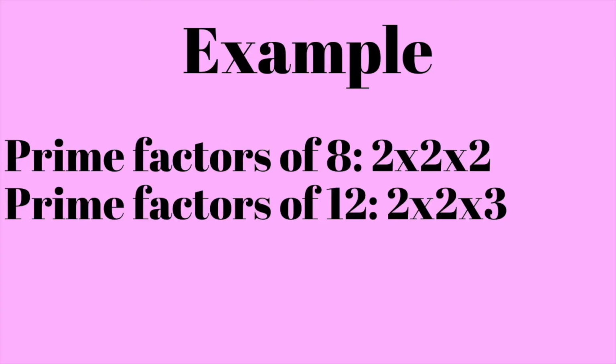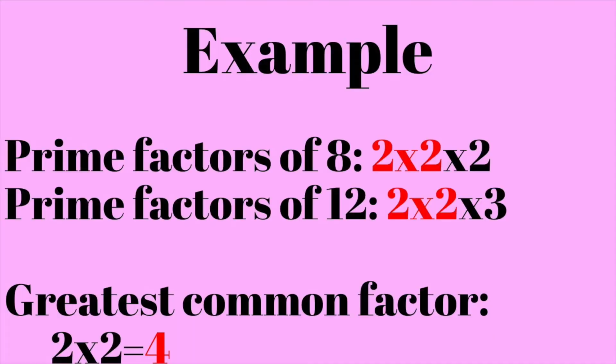So if we break down these numbers into only their prime factors, we can see that 8 equals 2 times 2 times 2, and 12 equals 2 times 2 times 3. If we put these side by side and we look at the numbers that overlap, we can see that both prime factorizations have two 2's.